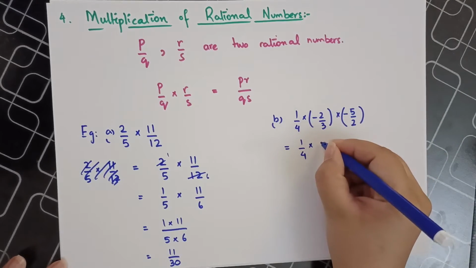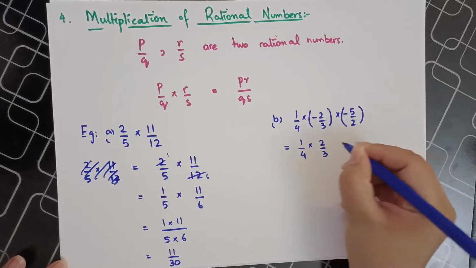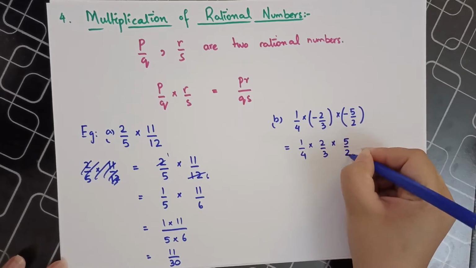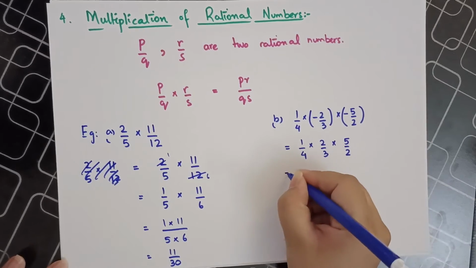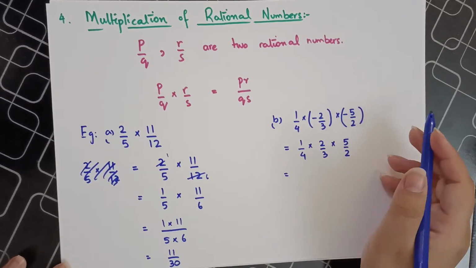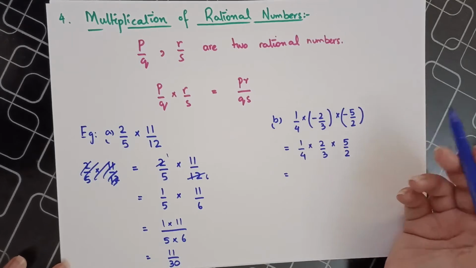So the answer you're going to write straight away by opening the brackets: 1 upon 4 multiplied by 2 upon 3 multiplied by 5 upon 2. Now see if there's any kind of reduction that is possible, any kind of division or cutting that is possible.